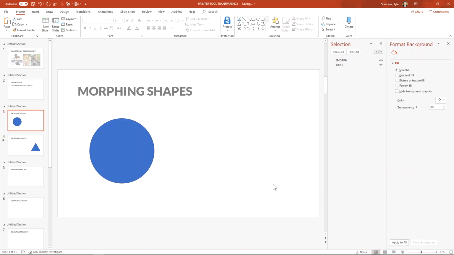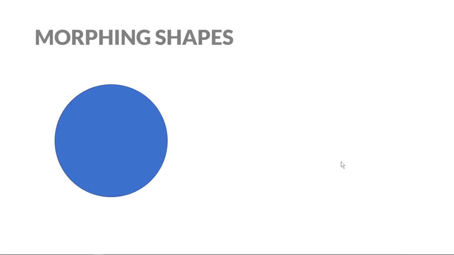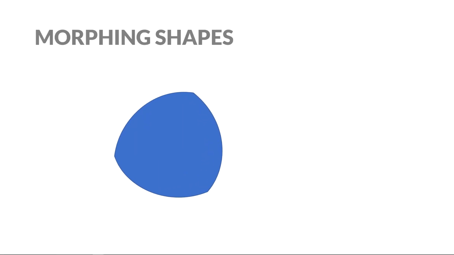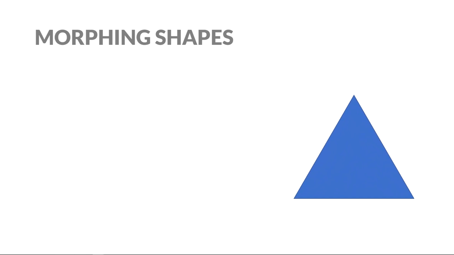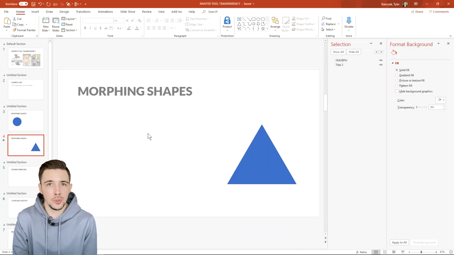So now what we can do is, if we go back into presentation mode and we go from the first slide to the next, it morphs it into that new shape without disappearing and then reappearing on the next slide. So this is a really fun hack if you want to really wow your audience with very unique animations. Just remember that you have to rename both the shapes to be the same name in the selection pane.